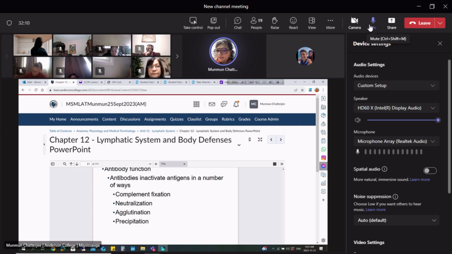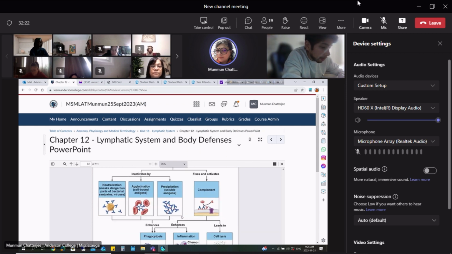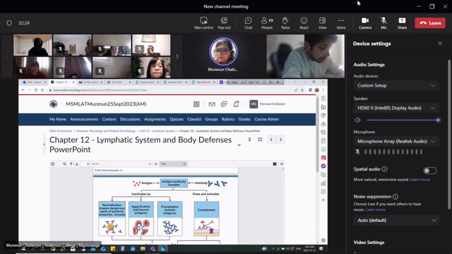Precipitation we are going to see is deposited. It comes down, it becomes heavy and comes down from the solution. The main function is mainly agglutination. So how it works, just see, this is the antigen.